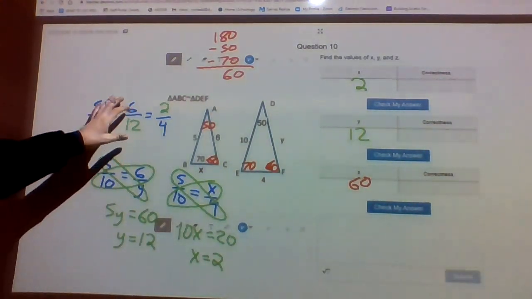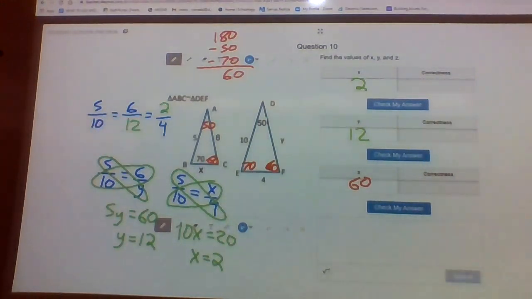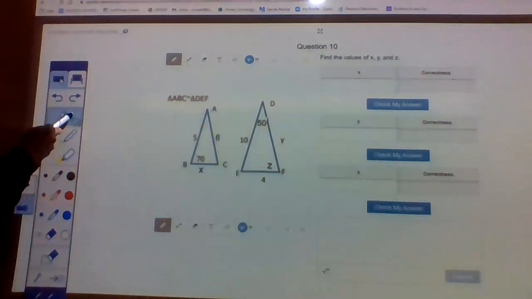Okay, but we can always set up our proportions to solve if we don't see the short way. Let's go on to number 11.